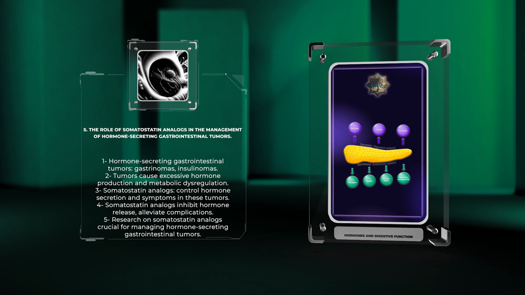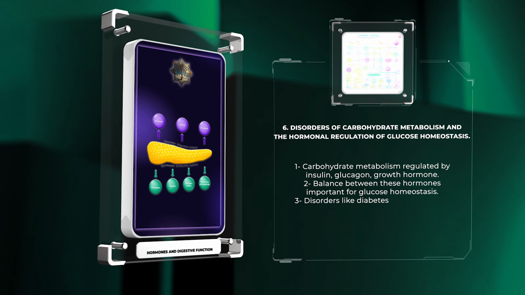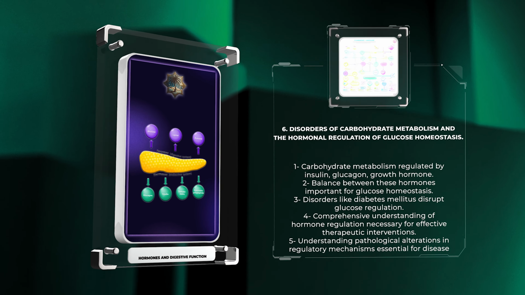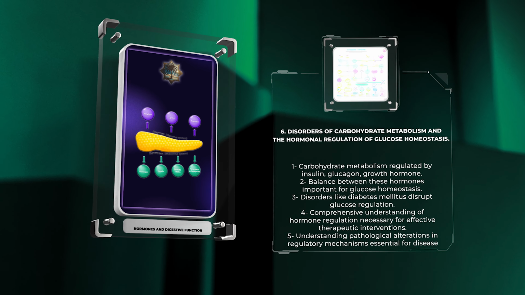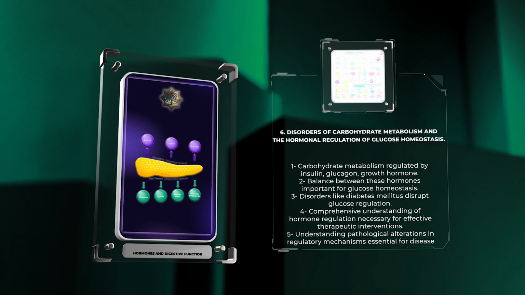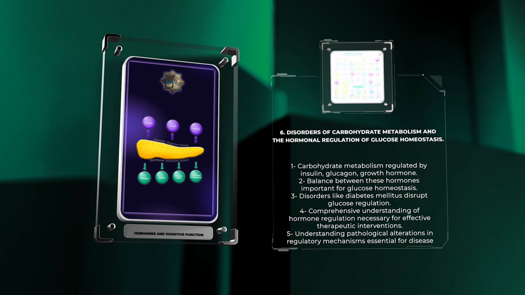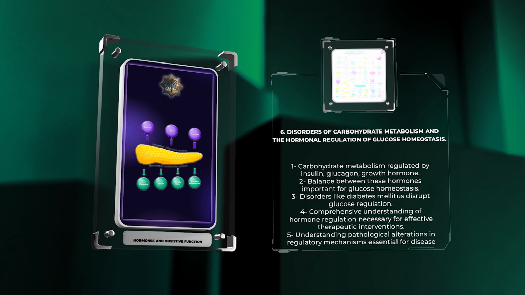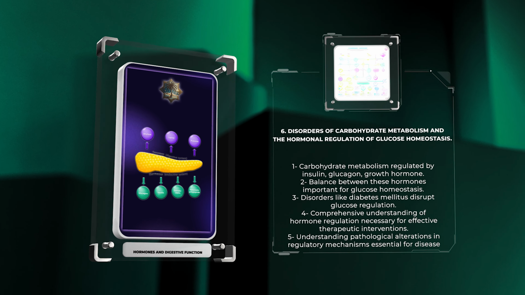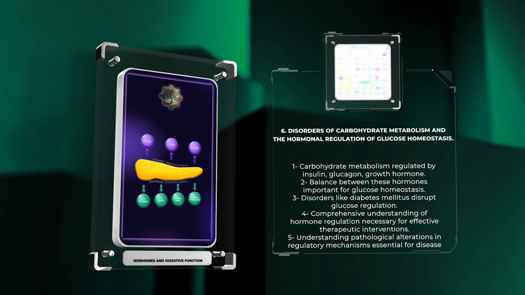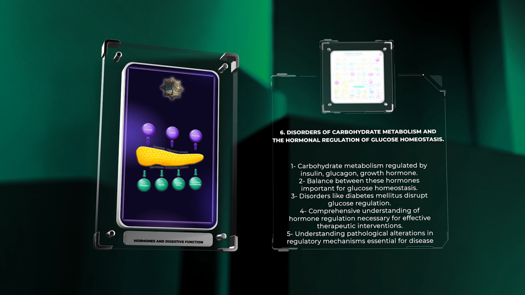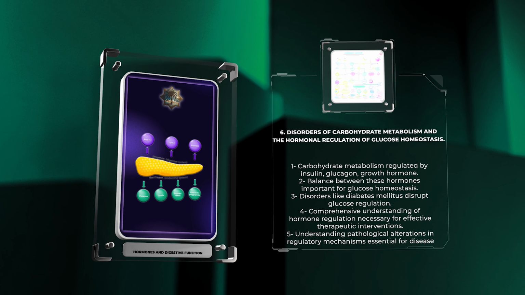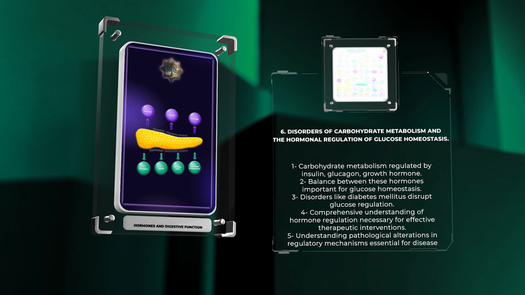Carbohydrate metabolism is tightly regulated by numerous hormones, including insulin, glucagon, and growth hormone. The balance between these hormones is vital for maintaining glucose homeostasis. Disorders such as diabetes mellitus pose a significant threat to glucose regulation, as they involve insulin deficiency or reduced insulin sensitivity. Comprehensive understanding of the hormonal regulation of glucose metabolism, along with the pathological alterations in these regulatory mechanisms, is essential for effective therapeutic interventions and management.